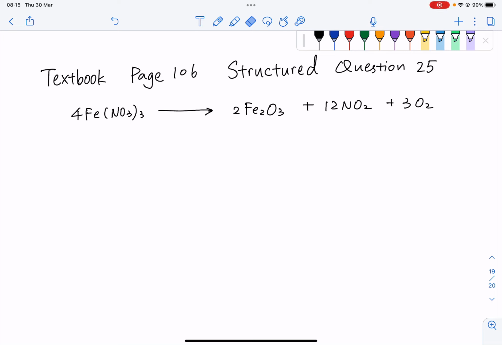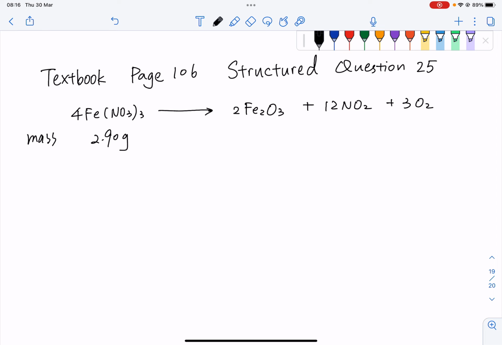Now let's take a look at textbook page 106 and the structure question 25. It says that in this question we have 2.90 grams of iron nitrate that has been completely converted, which means that all the reactant goes to product here.